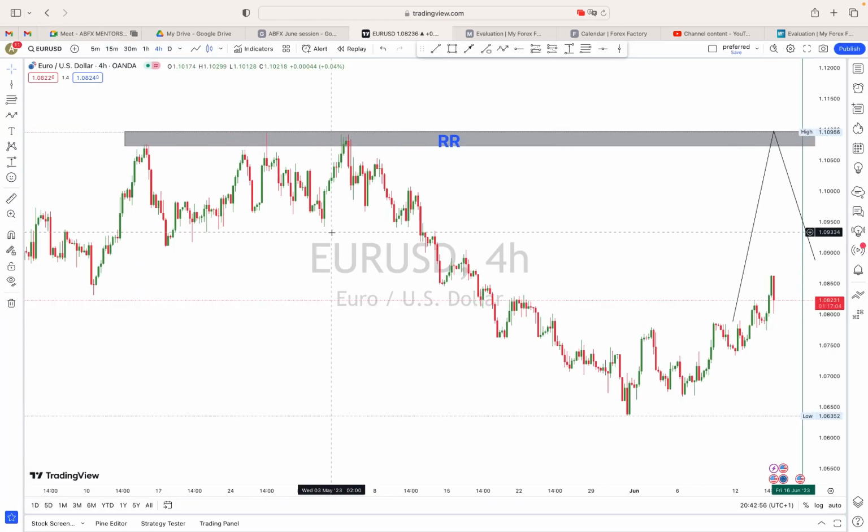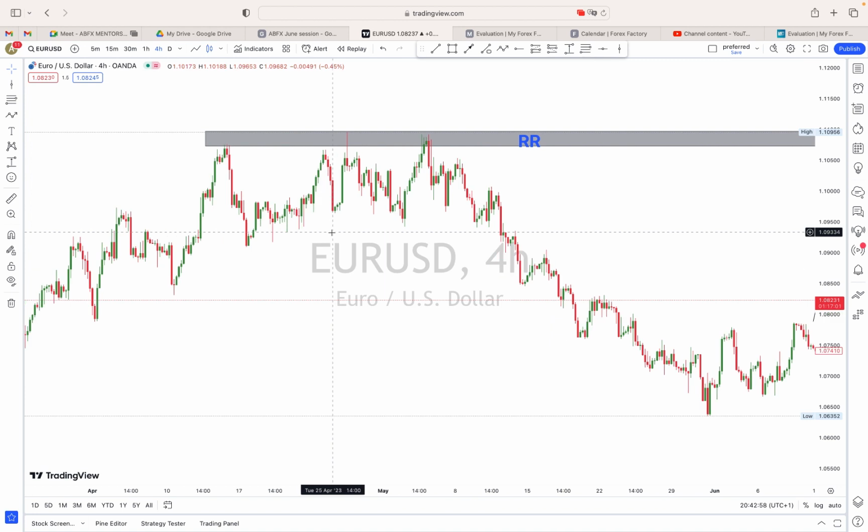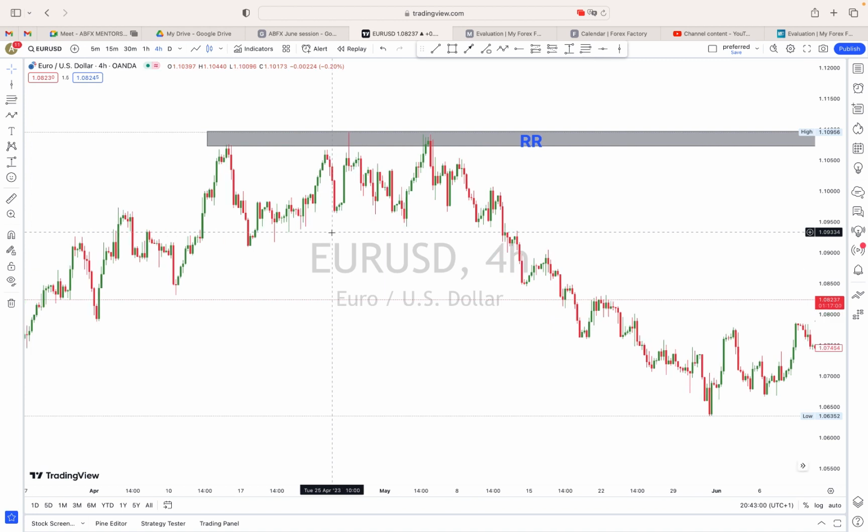So now we are on the chart, right? I don't know the last thing I said, let me just take it over again. So we are on the chart. This is Euro USD. Now, as I said, a resistance level is a level where price has failed to break above multiple times.